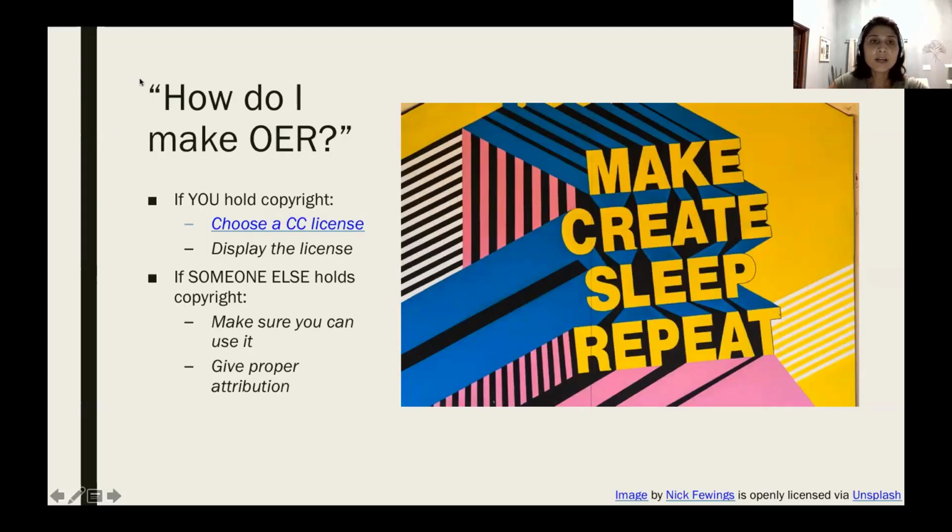So now how do I make OER? When you make OER, you have to choose a proper CC license. OER is nothing but some material which should have a CC license. That is the meaning of OER. And if someone else holds the copyright, make sure you give proper attribution. That is basically the meaning of having OER with Creative Commons licenses.